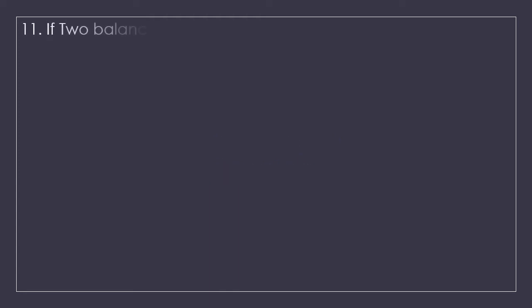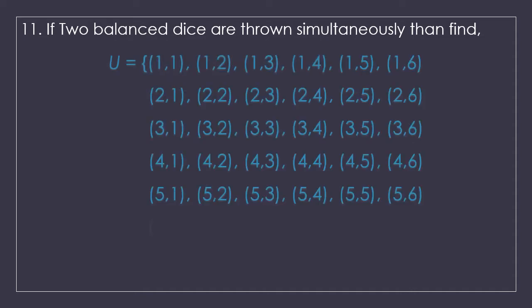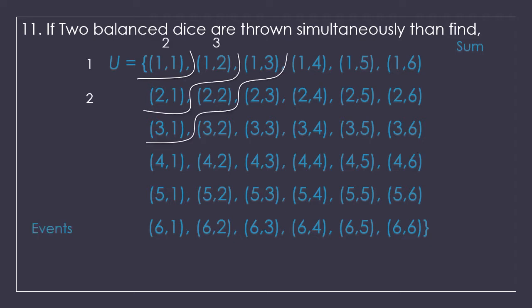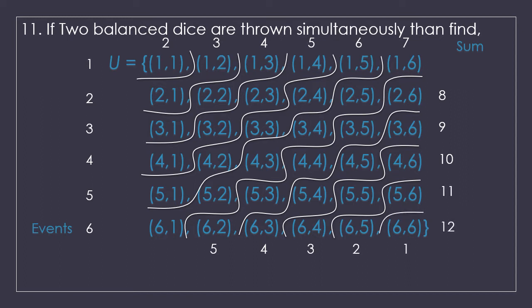Of course, question number 11 will be there. If two balanced dice are thrown simultaneously, then find. But before we find, let us draw the favorable, total outcomes of the dice here. Yeah. So this is how you draw the total outcomes of a dice with perfect shapes.